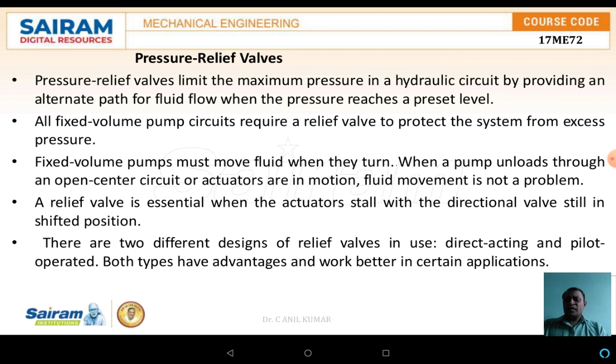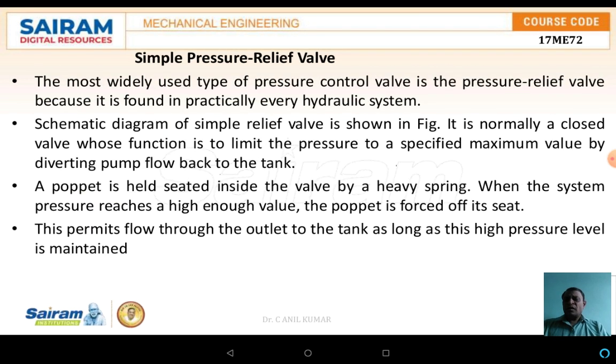The pressure relief valve limits the maximum pressure in the hydraulic circuits by providing an alternate path for the fluid flow when the pressure reaches a preset level. All the fixed volume pumps as well as the circuits require the relief valve to protect the system from excess pressure. A simple pressure relief valve is explained now. The most widely used type of pressure control valve is the pressure relief valve, because it is found in practically every hydraulic system.